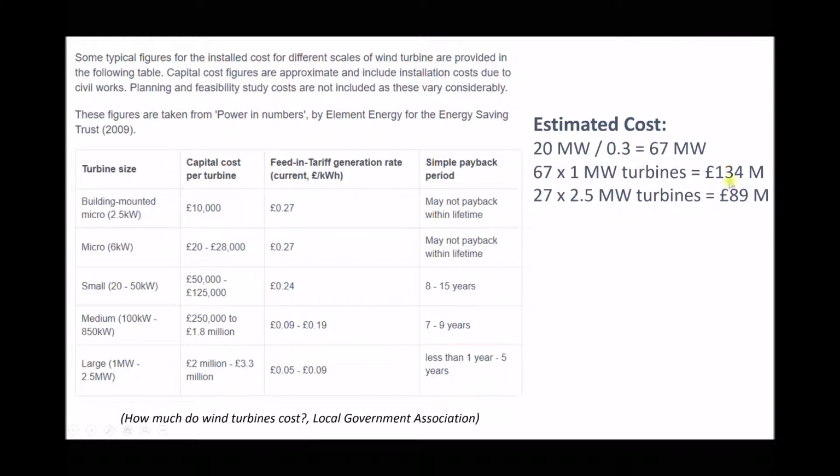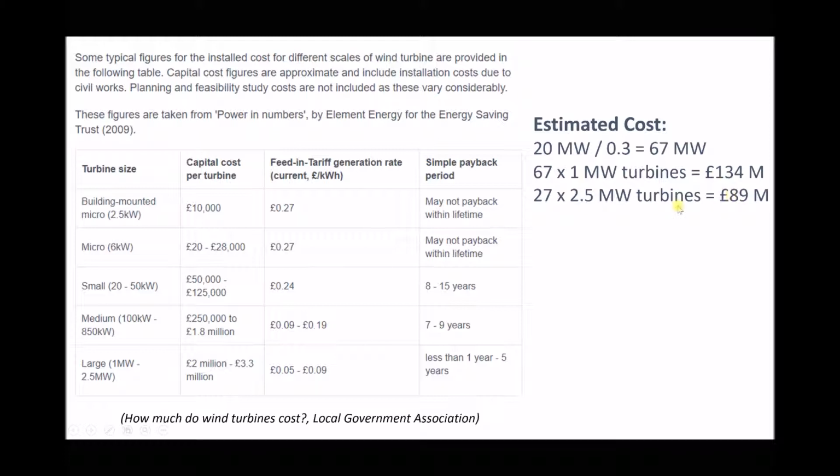So based on this information, we can see a huge economy of scale. We can see that using the 2.5 megawatt wind turbines is likely to be considerably cheaper than using the 1 megawatt wind turbines. This would also be indicated in the end column here where it says simple payback period. We see that it's only the larger wind turbines that are likely to cover the initial costs over their life cycle. So the payback period on the capital cost is 8 to 15 years for a 20 to 50 kilowatt wind turbine, but it's only the larger wind turbines where we see a much shorter payback period.